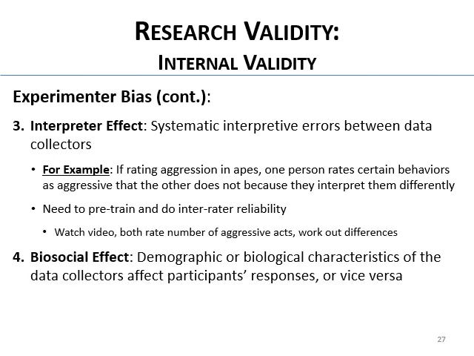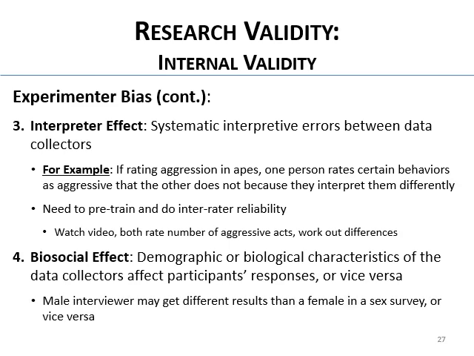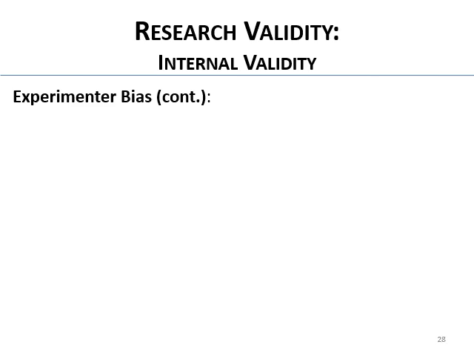So the biosocial effect is when there are demographic or biological characteristics of the data collectors that affect the participants' responses, or vice versa. That is, demographic or biological characteristics of the participants that affect the data collectors, how they record things. So, for example, a male interviewer may get different results than a female in some survey of sexual habits and vice versa. And we call that biosocial effect.